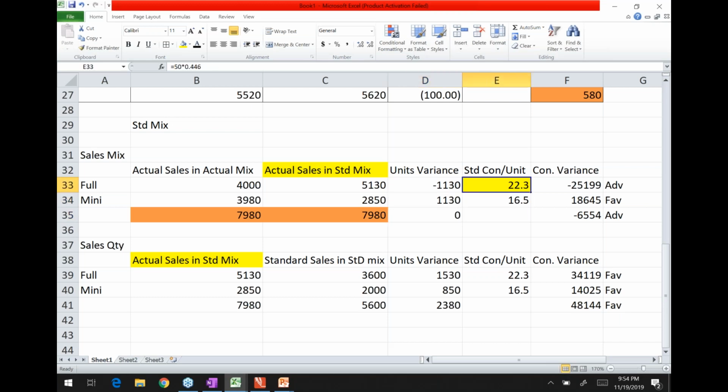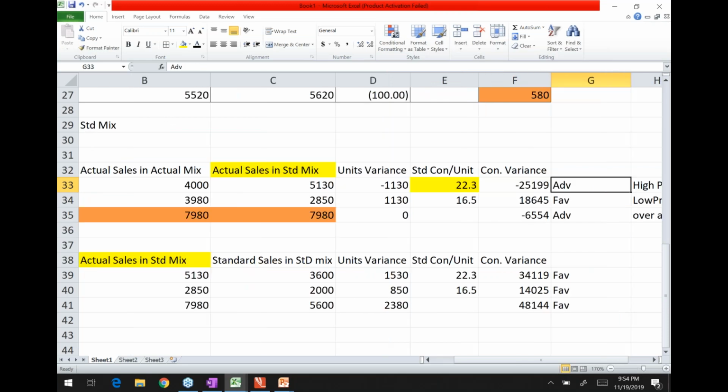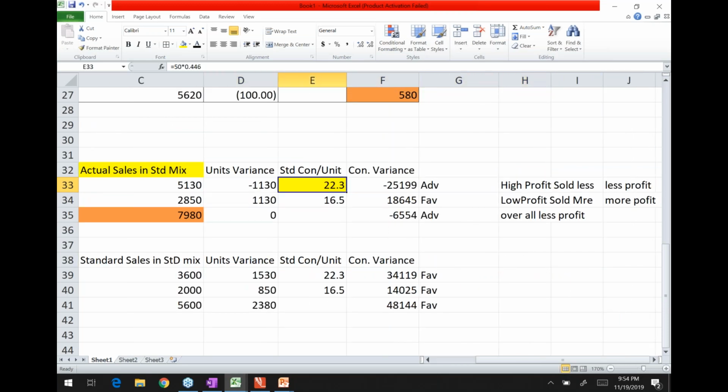So the profitable product was full valid, sold less. Mini valid is less profitable, sold more. So ultimately, in full valid, less profit earned. In mini valid, more profit earned. And overall, less profit than expectation. Okay? I hope this is clear. So this is a mixed variance that compares whether we have sold the profitable product more or less.